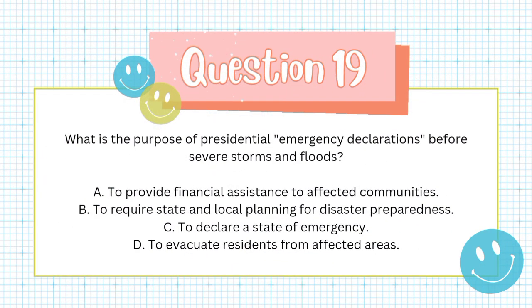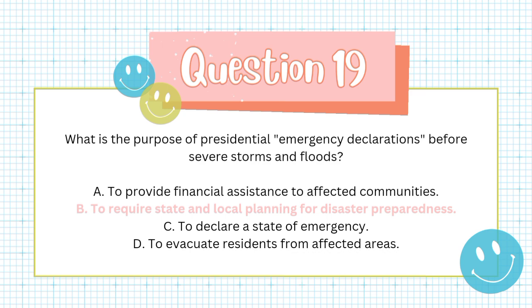19. What is the purpose of presidential emergency declarations before severe storms and floods? A. To provide financial assistance to affected communities. B. To require state and local planning for disaster preparedness. C. To declare a state of emergency. D. To evacuate residents from affected areas. The correct answer is B. To require state and local planning for disaster preparedness.